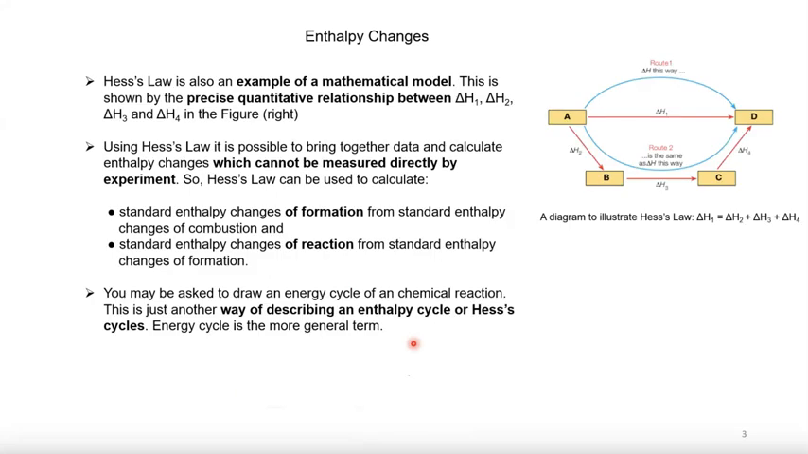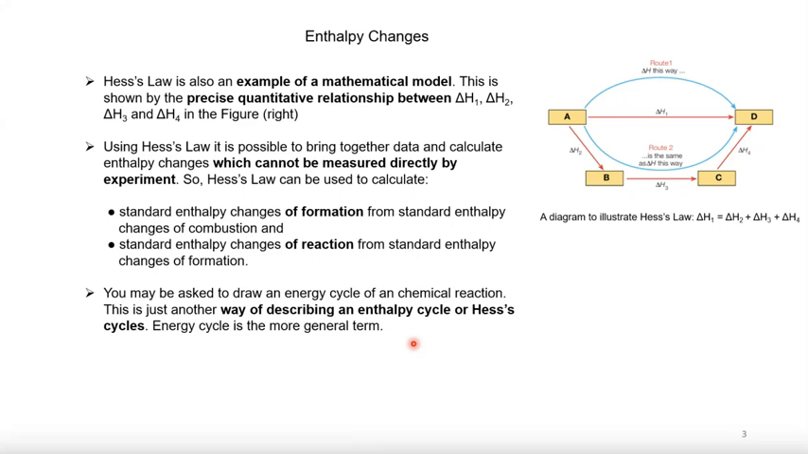Now, the next slide says why we are talking about Hess's law. This is a mathematical model, a precise quantitative relationship between delta H1, delta H2, delta H3, and delta H4. The figure here we have already talked about. We know that we cannot always measure enthalpy change directly by experiment. But this law, this model of Hess's, can help us calculate the enthalpy change of formation and the enthalpy change of reaction.